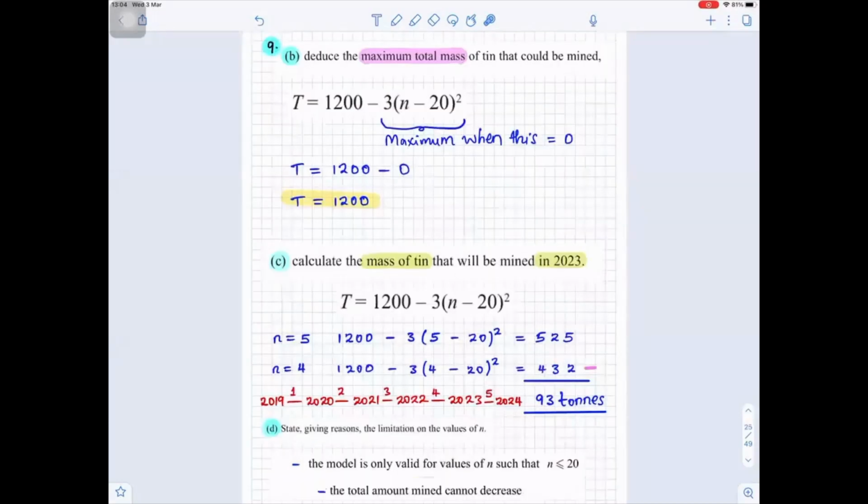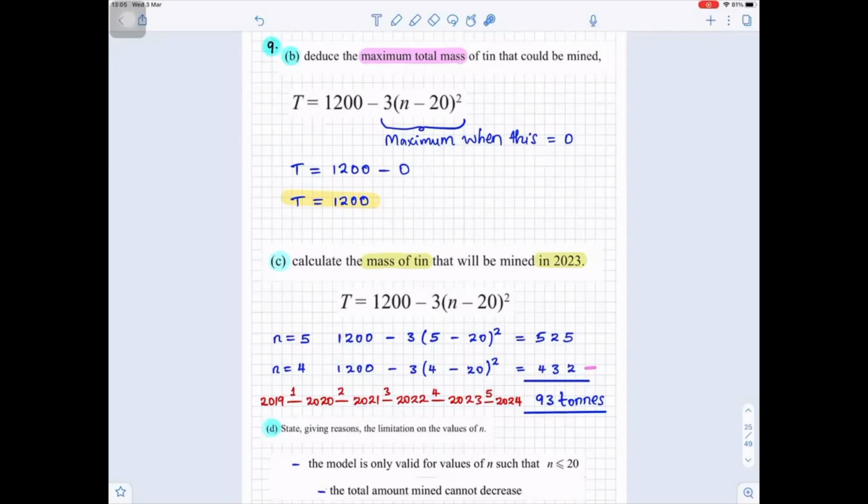Question 9B. Deduce the maximum total mass of tin that could be mined. Because we are subtracting this from 1,200, we can never go above 1,200. Remember that. We are not adding. So to get 1,200, all of this would have to be zero, so that when we subtract zero, it stays 1,200. So the maximum total mass of tin that could be mined is 1,200.